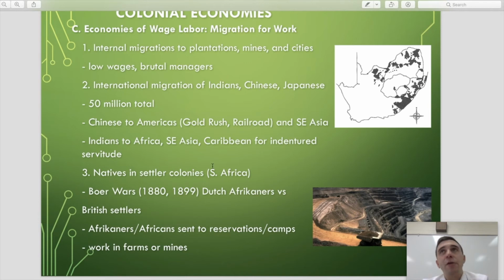Some people would call them concentration camps. The conditions in these reservations and some of the camps that especially the Africans are put in are really, really rough. And a lot of the Africans, especially South Africans, are sent to work in farms or in the mines of South Africa. Because in that South Africa, Rhodesia area, there's a lot of diamond mines. Think Cecil Rhodes and you'll be on the right track. Cecil Rhodes made a ton of money through the harvesting of diamonds in the lower reaches of Southern Africa.